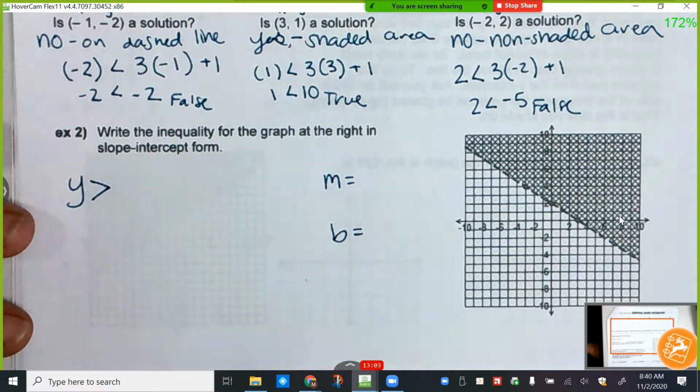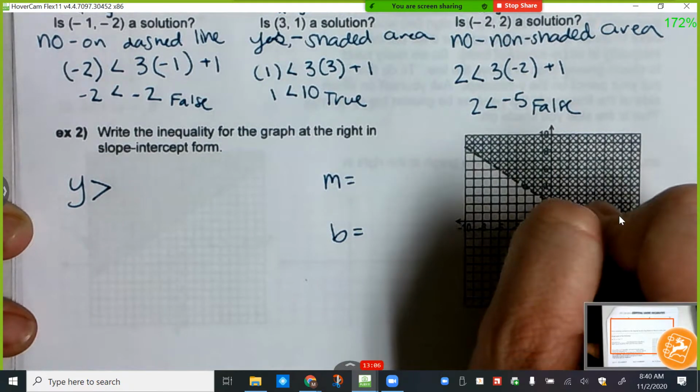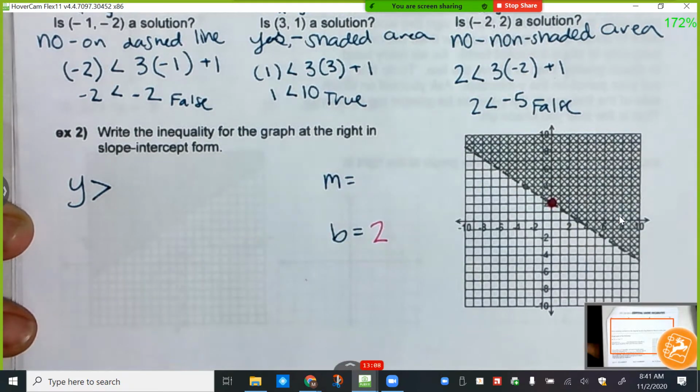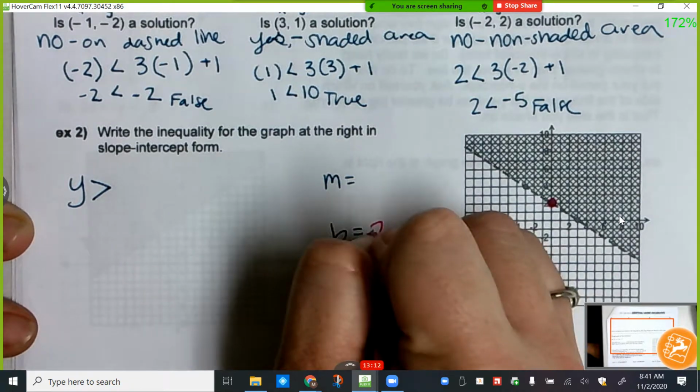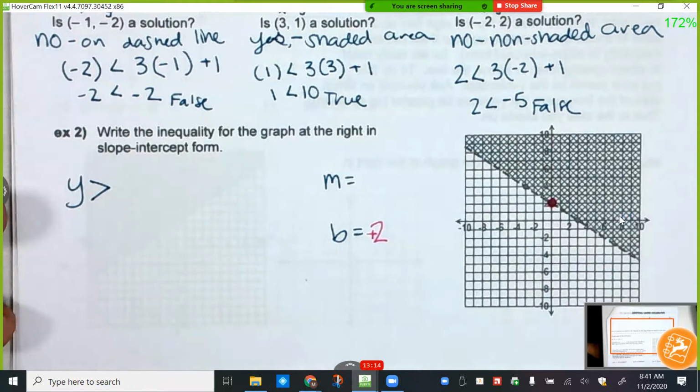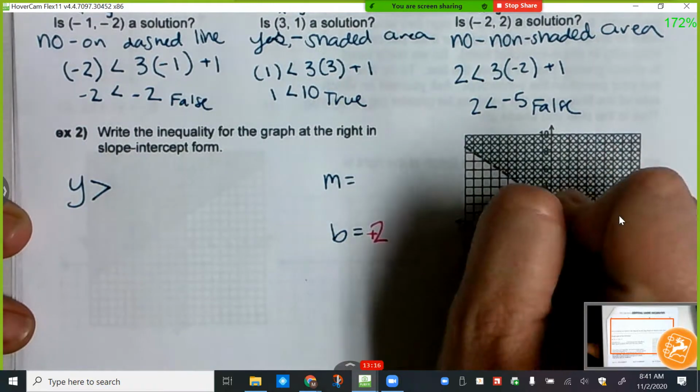2, which is my what? My b. Now, is that a positive 2 or a negative 2? Positive. Okay, and then what's my slope? How can I find my slope?